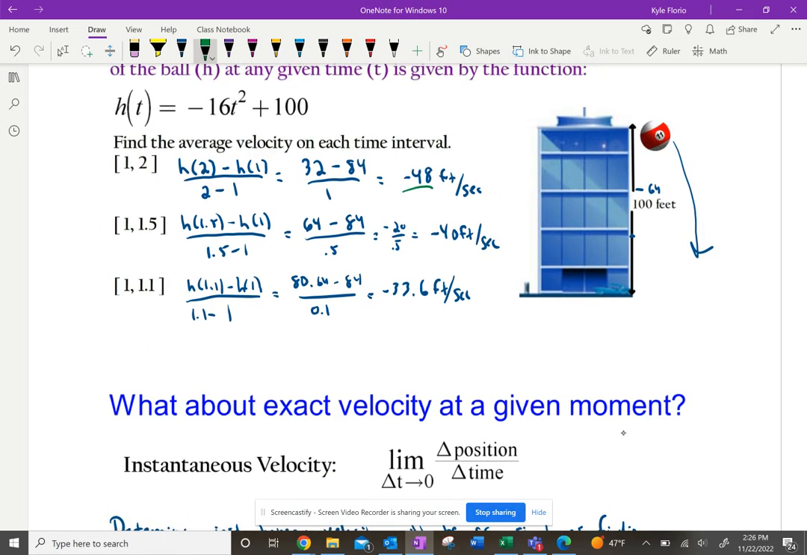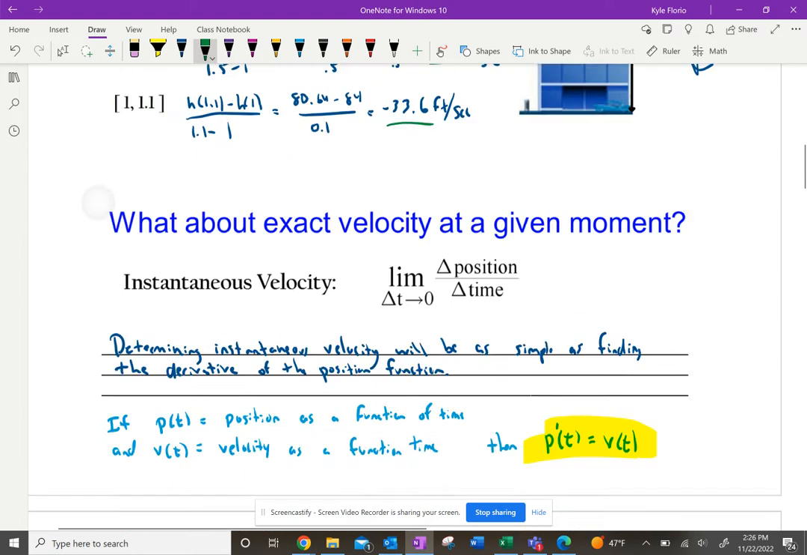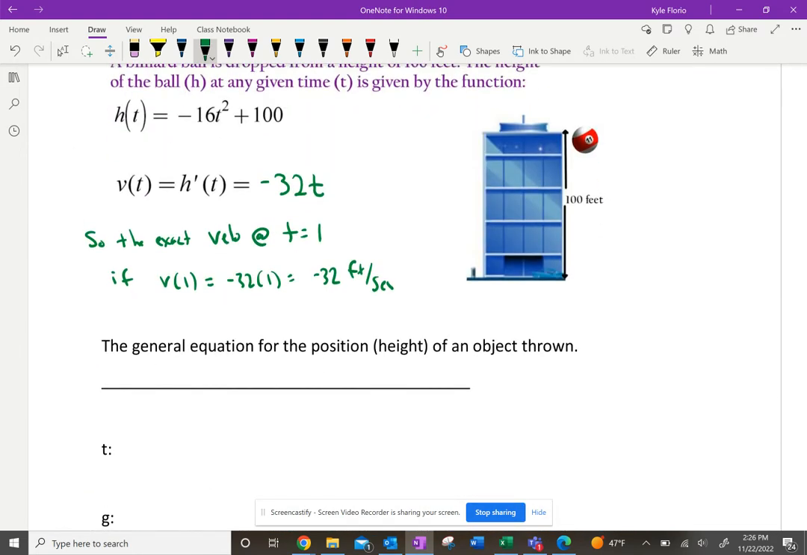So at 1 second, it's going exactly negative 32 feet per second. And these numbers were getting closer and closer to that negative 32 feet per second. As the interval got smaller and smaller, the velocity got closer and closer to the instantaneous velocity, which was negative 32.